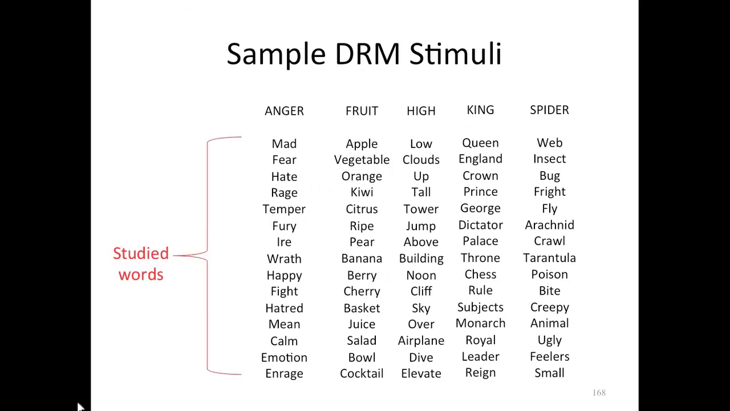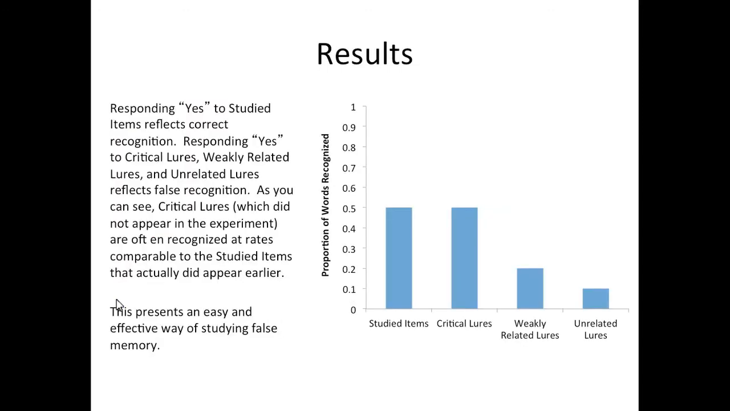So some sample stimuli here. The studied words are the ones on the bottom, so mad, fear, hate, apple, vegetable, orange. These words on the top are category labels for all of the rest of them listed. So it's easy to get confused if you saw the word king or not, because there's so many words that are very similar to king, and that's sort of a category label for them. Okay, so those are the critical lures.